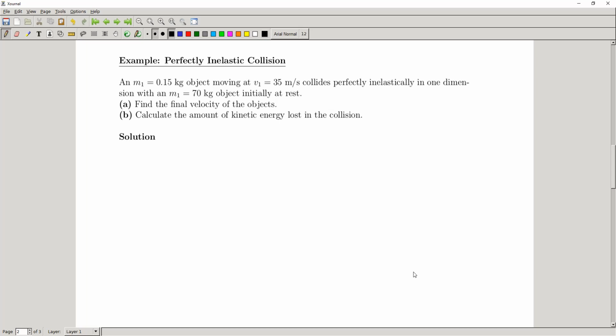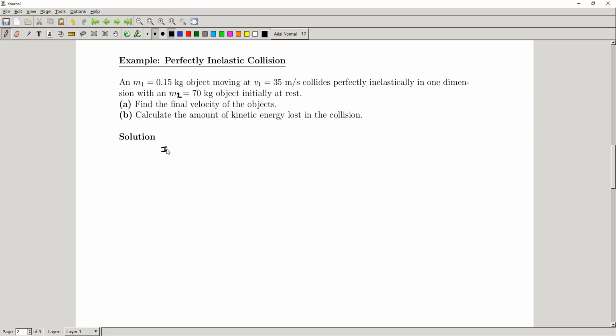Okay, so what do we have happening here? We have an object with a mass of 0.15 kilograms moving at a velocity of 35 meters per second. It collides perfectly inelastically in one dimension with an object, and this should be M2, with a mass of 70 kilograms, which is initially at rest. Okay, and so we want to find in part A what the final velocity of the two objects is, and in part B we want to calculate the amount of kinetic energy lost in the collision. Okay, so let's start off by drawing the problem here.